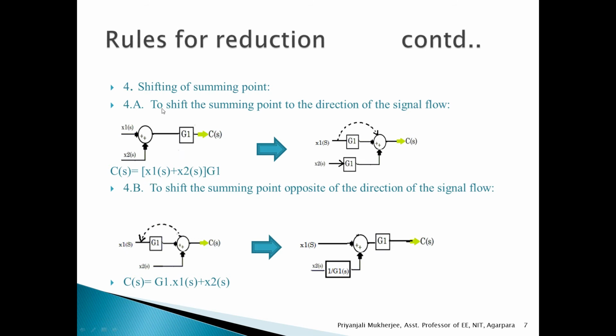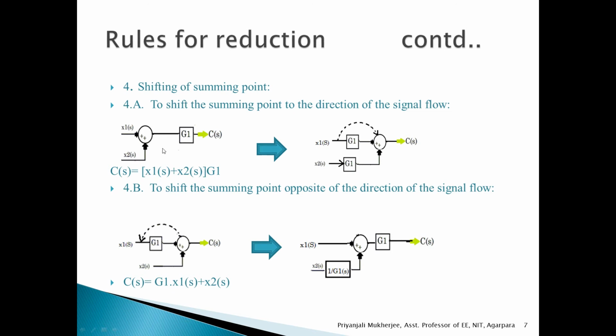Now this summing point has been shifted over here. So if it has been shifted over here, now C(s) becomes X1(s)G1(s) plus only X2(s). So to make C(s) the same, we have to multiply the branch by G1(s). So to shift the summing point to the right of the block, or in the direction of the signal flow, we have to multiply the signal entering the summing point by the block transfer function G1.